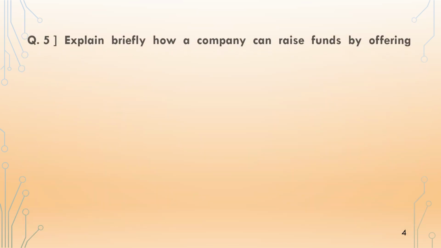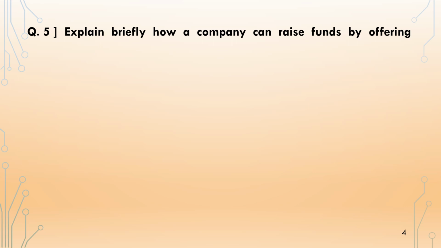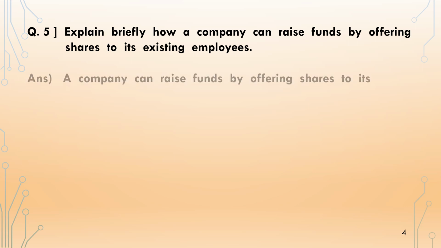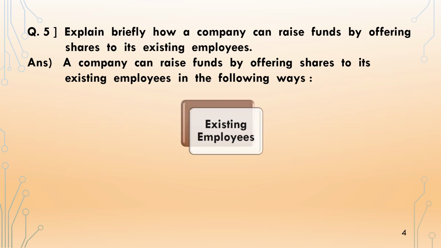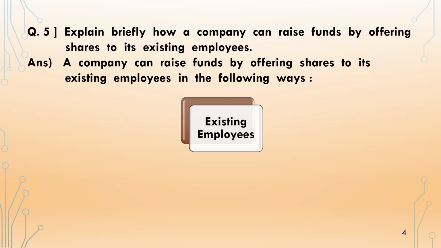Let us move towards the fifth question, which is explain briefly how a company can raise funds by offering shares to its existing employees. Besides making public issue and issuing shares to the existing equity shareholders, a company can also raise funds by offering shares to its existing employees, and there are basically four ways of issuing shares to the existing employees of the company.